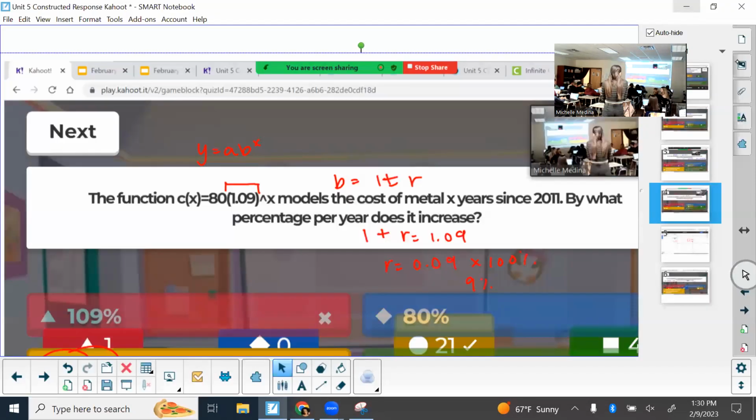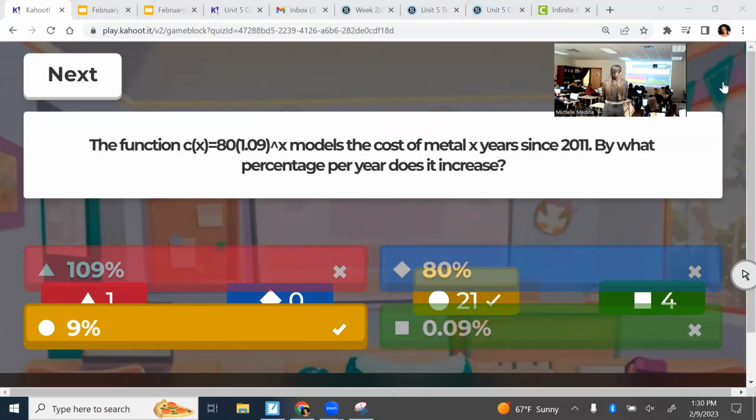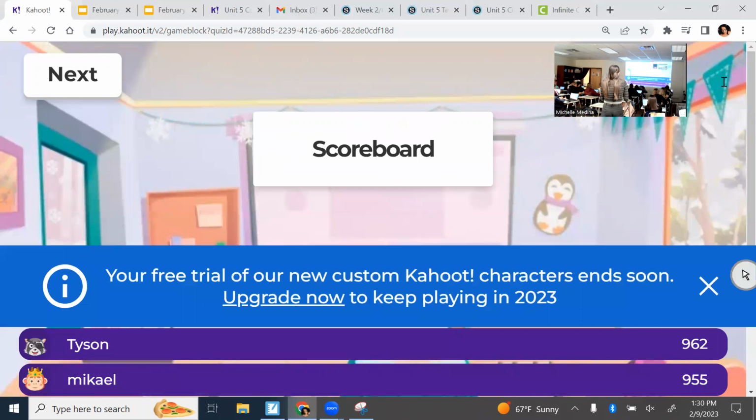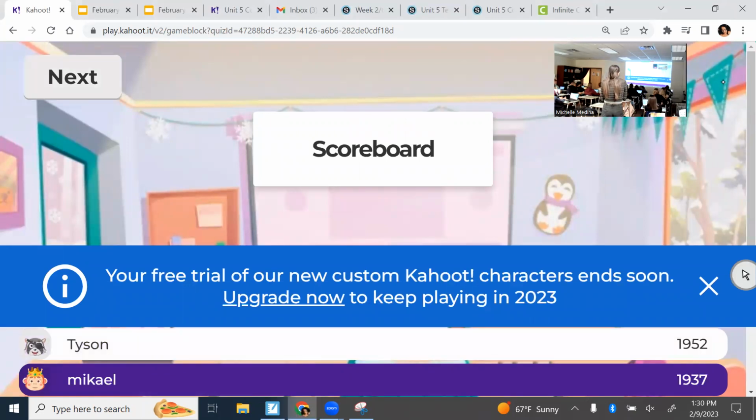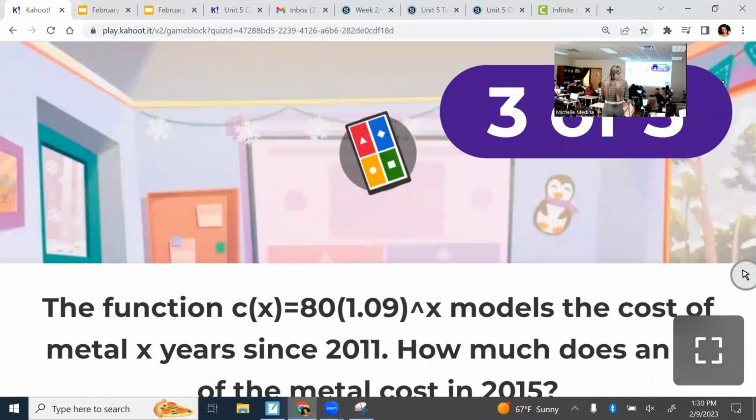All right, so then the next one. Same function as before. How much does an ounce of the metal cost in 2015?